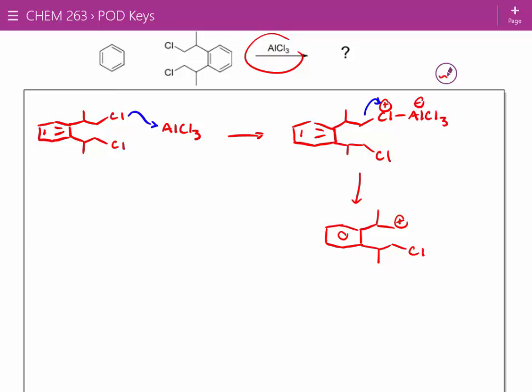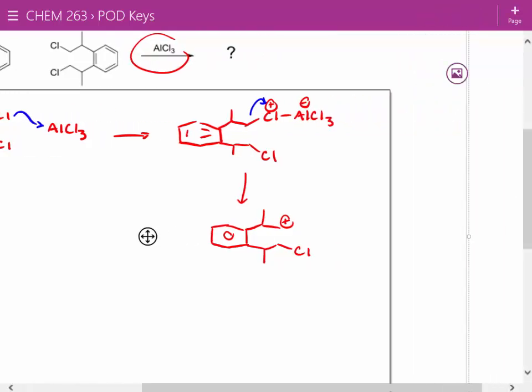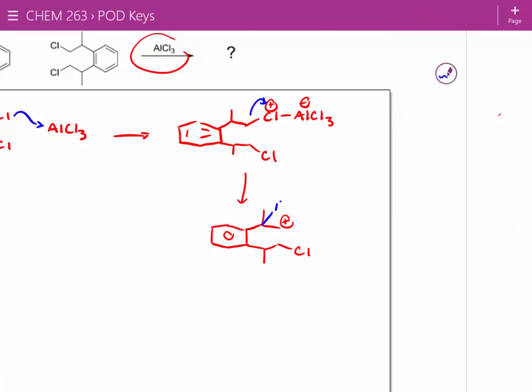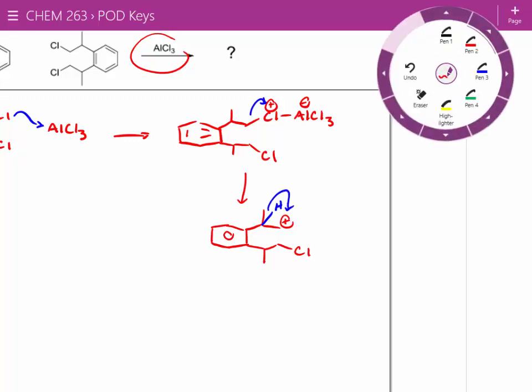Hydride shift. If we look at our carbocation here, it's a primary carbocation. Primary carbocations are quite unstable. So what I'll do is I'll draw the hydride in blue, and we'll show it shifting over to that carbocation position.